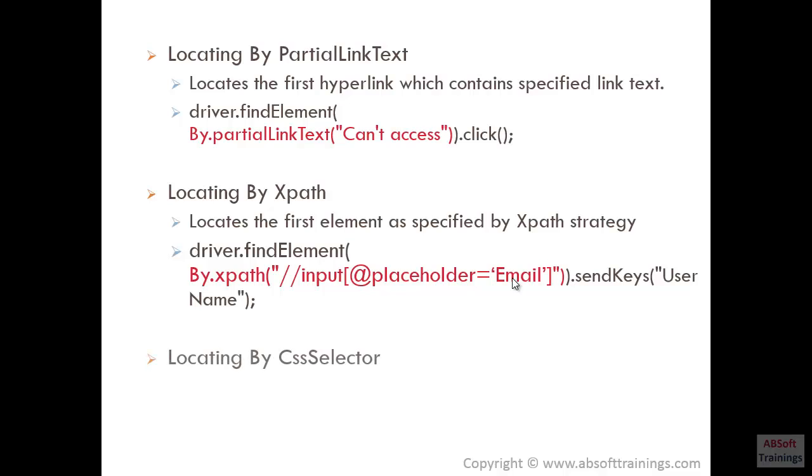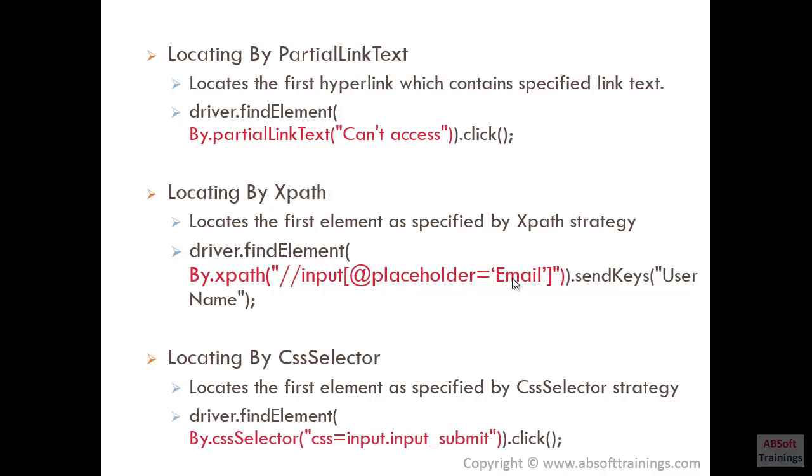The next one is locating by CSS selector. CSS stands for Cascade Style Sheets. CSS is used to give look and feel and style for web elements. You can change the way the web element looks. That is done by using CSS styles. When you use the CSS selector, it's going to locate the first element with the given CSS locating strategy.